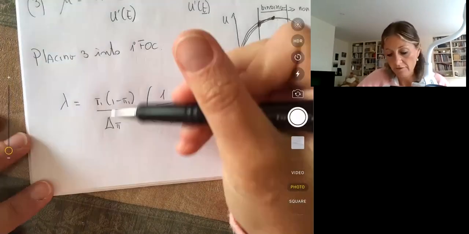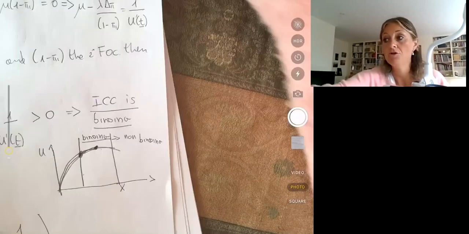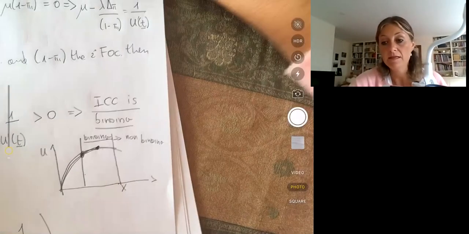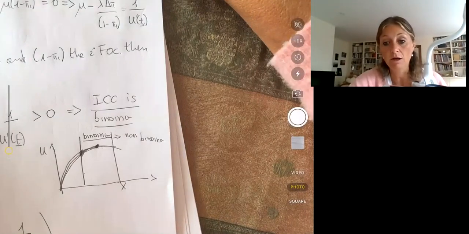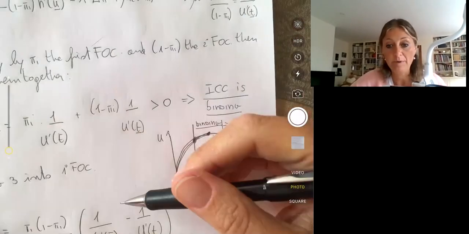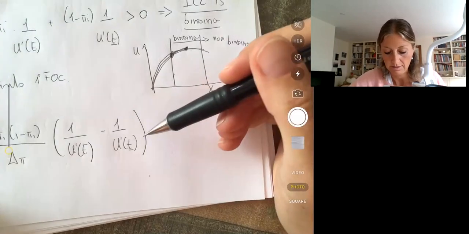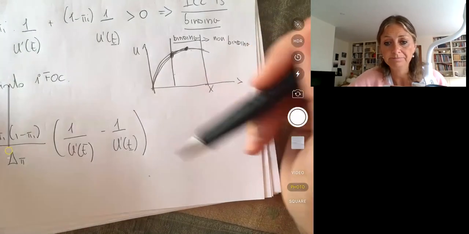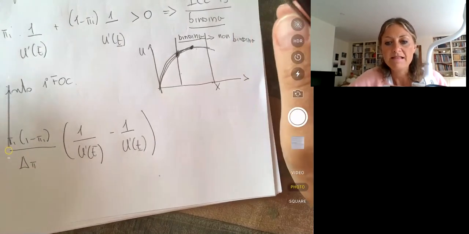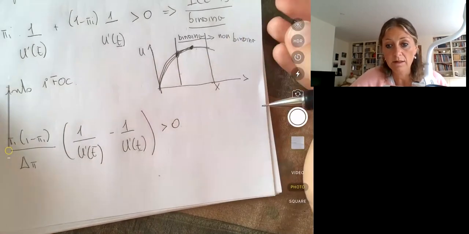This difference is going to be positive because it depends on the argument of the function that we have inside. Since we know that the utility of u upper bar is going to be greater than the one of u lower bar, that basically ensures that this quantity is also going to be positive as well.